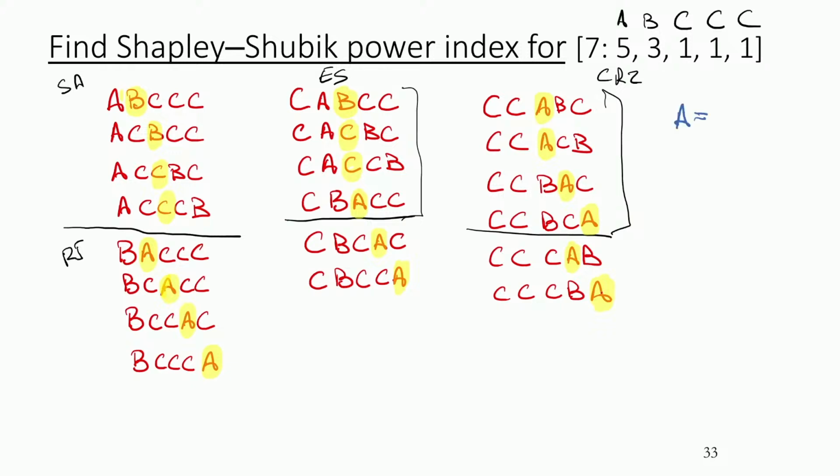A, let's count this up. 1, 2, 3, 4, 5, 6, 7, 8, 9, 10, 11, 12, 13. That doesn't feel right. All right, I'm going with it. 13 out of 20.